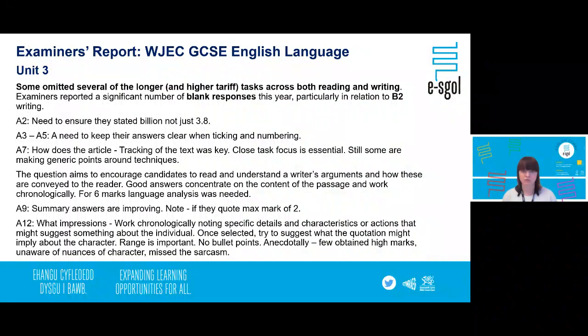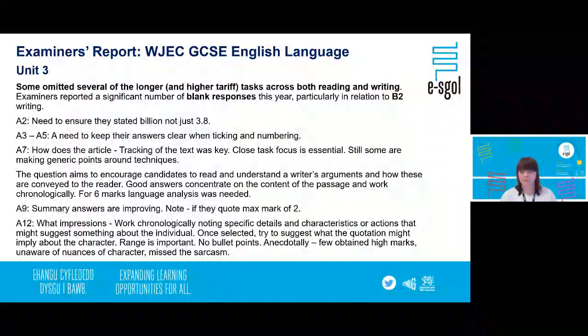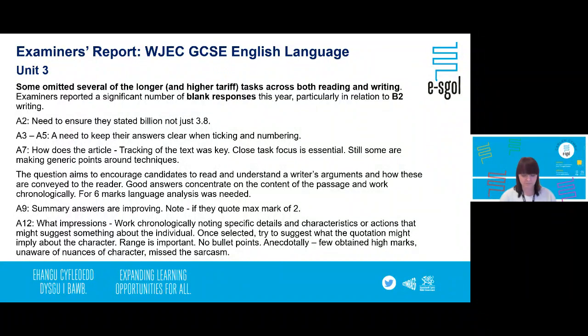You've got to reword it and rephrase it. If all you've done is quote, even if you've got 5 answers and you have quoted five correct things, because it hasn't been put into your own words, you will be capped at a maximum of 2 marks. And then picking up on some others that were seen as potential problems, the what impressions questions.